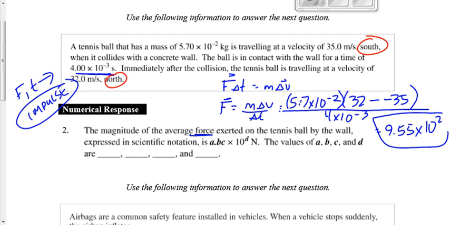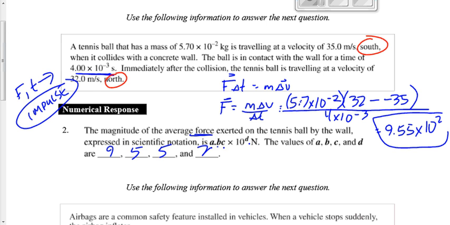We'd express our answer A, B, C, D as 9.552. How many people got that? Good. You know what? That's 2% on your diploma exam right there. All you need is another 88%, and you've done fantastic on your diploma exam.